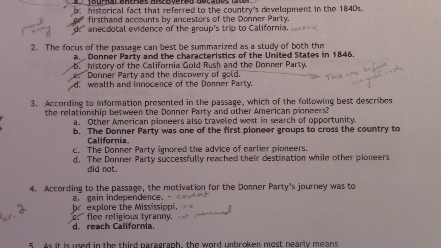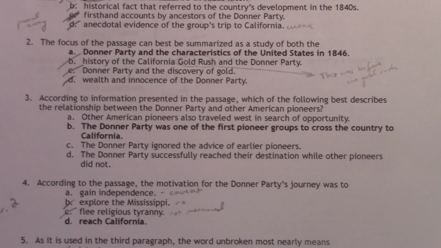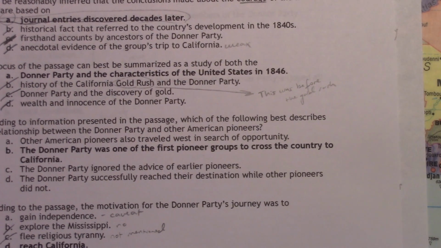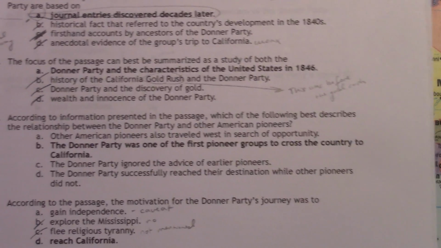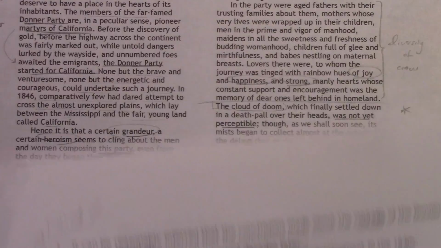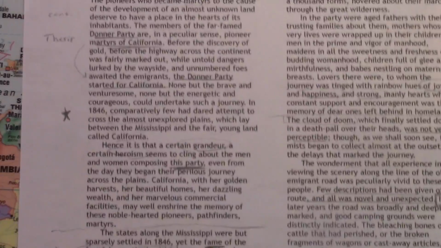So let's first look at answer B. History of the Gold Rush and the Donner Party. So now, the Gold Rush was in fact only mentioned once in the piece, and it was explicitly said that the Donner Party moved out before the Gold Rush. But don't believe my words, let's find it for ourselves.